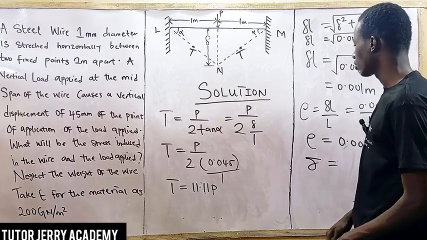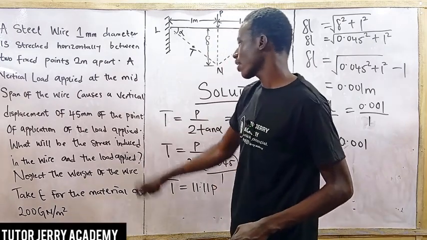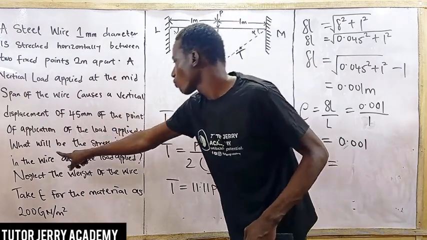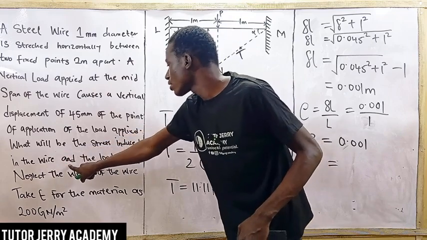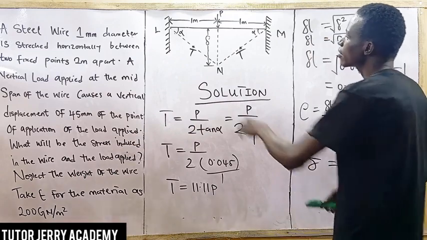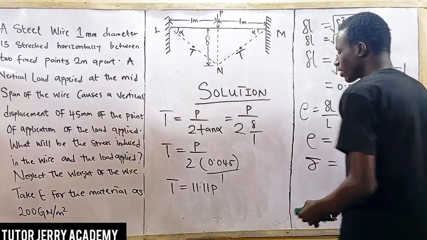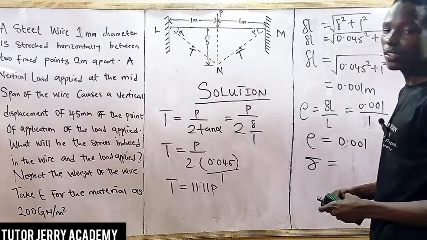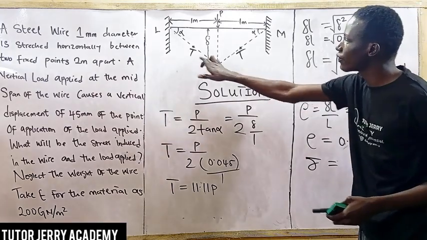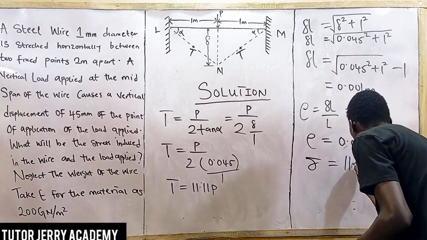So now, what do we do? Our force now, if you come back to this question, they said what will be the stress induced in the wire and the load applied. Now the stress induced in this wire, of course, is the tension T. So our tension T now will represent the pull, that is the magnitude of this wire.